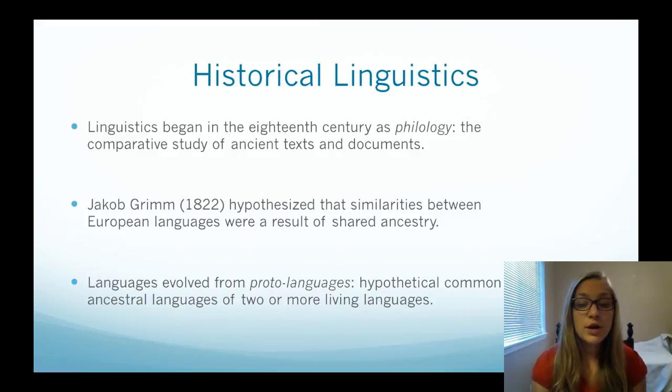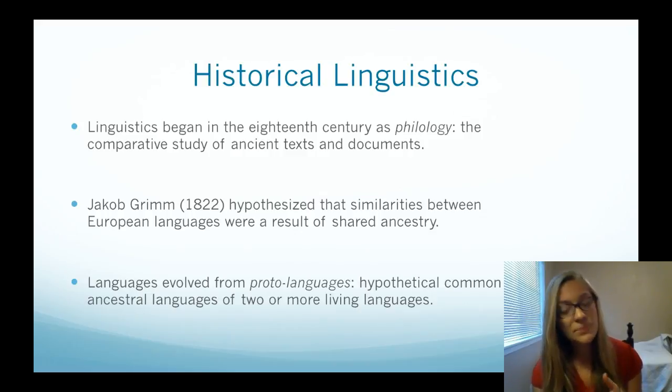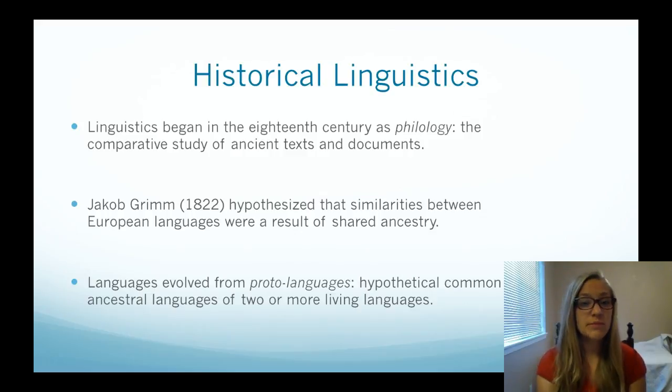So we said that there are two ways to think about where language comes from. The first would be that evolutionary perspective we talked about. The second would be how language changes over time, and that's really historical linguistics. So historical linguistics looks at how languages are developing over time and how language changed over time.